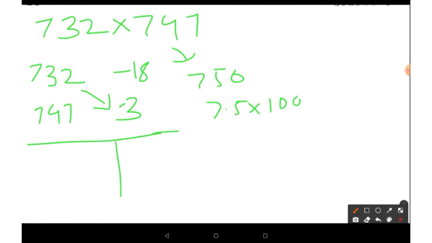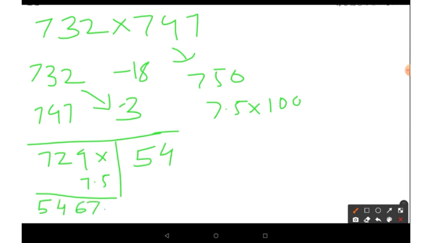732 minus 3, so you will get 729, and 18 into 3, both are minus, so you will get 54. And then we will do 729 into 75. 729 into 75, what you will get is 5467.5. Since we got 0.5, I am writing it as 75 into 10. So then this part will become 54675. And now this one you have to adjust with 10.